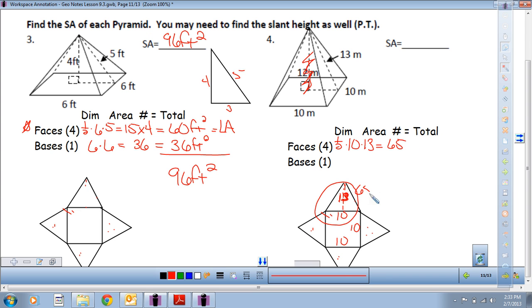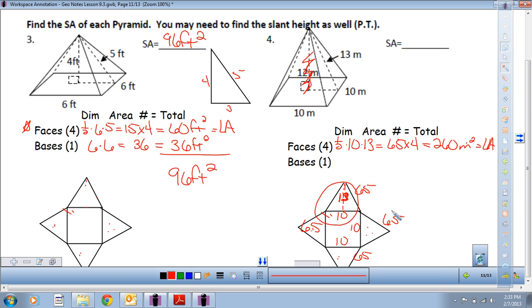So this guy has an area of 65, this guy has an area of 65, 65, 65. So what we're going to do here is we're just going to simply take that times 4, and you find that that's 260 meters squared. Again, that's not the total area. This is the lateral area.